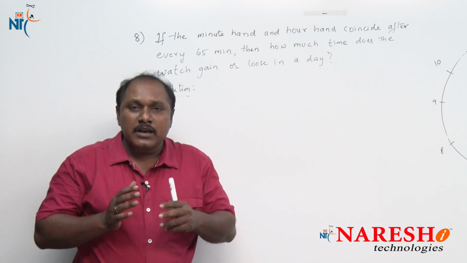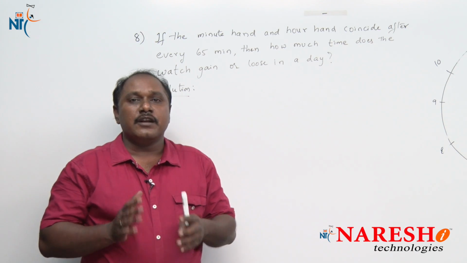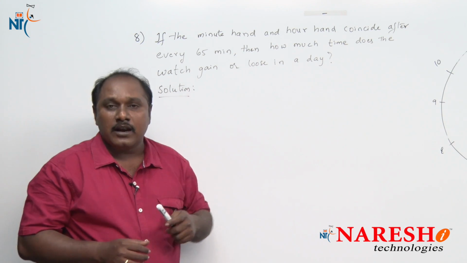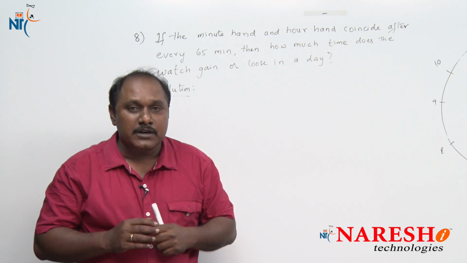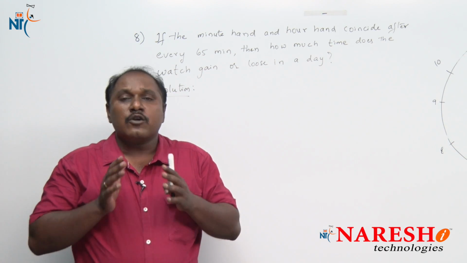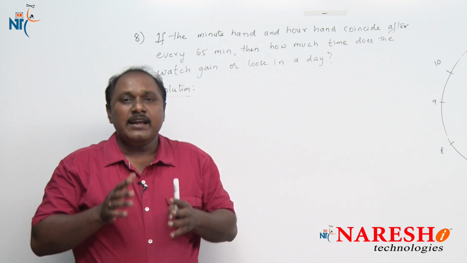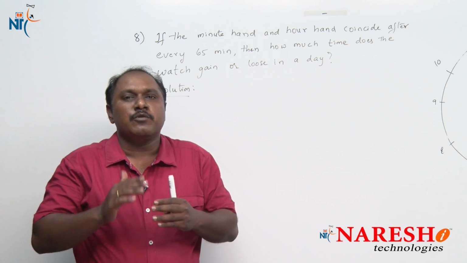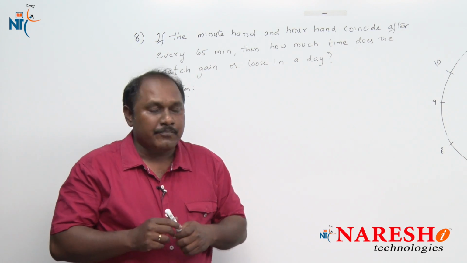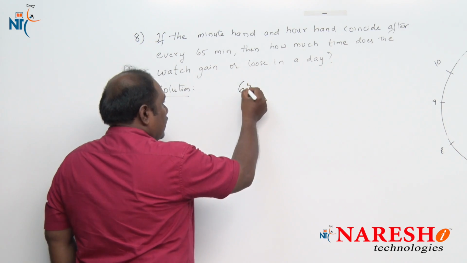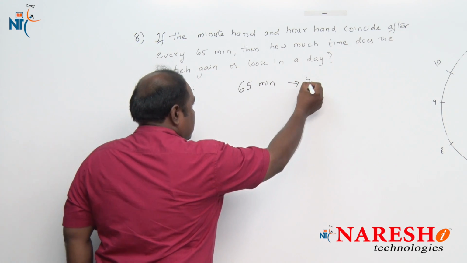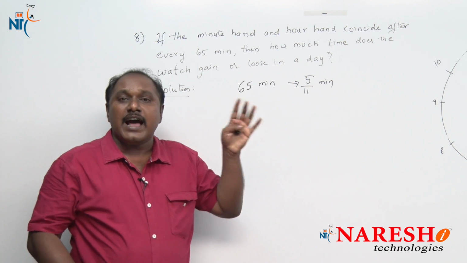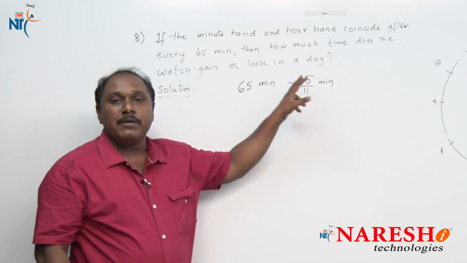Now we know that the minute hand and hour hand coincide after every 65 5 by 11 minutes. But here it is given if the minute hand and hour hand coincide after every 65 minutes. That means they are coinciding by taking a time less than 65 5 by 11 minutes. So definitely the watch is gaining, that is, it is moving fast. So how much time does it gain? The watch gains 5 by 11 minutes for every 65 minutes. For every 65 minutes of the actual time, the watch gains 5 by 11 minutes.